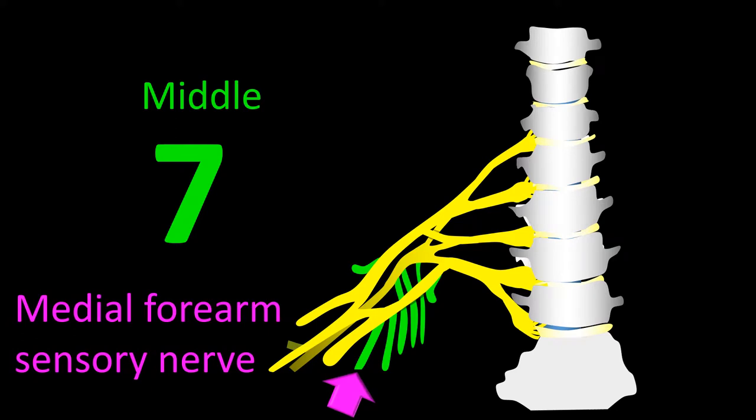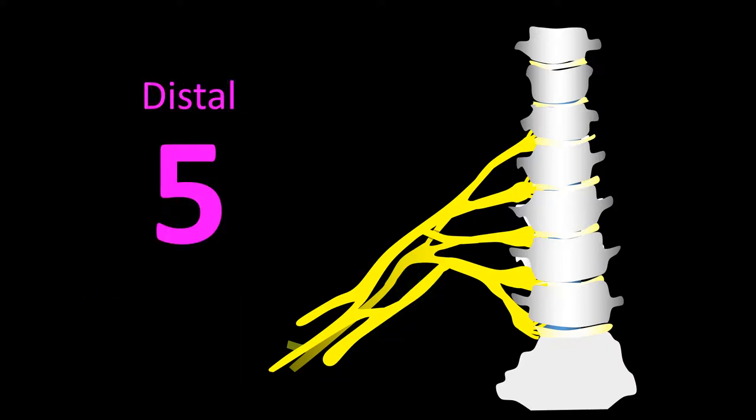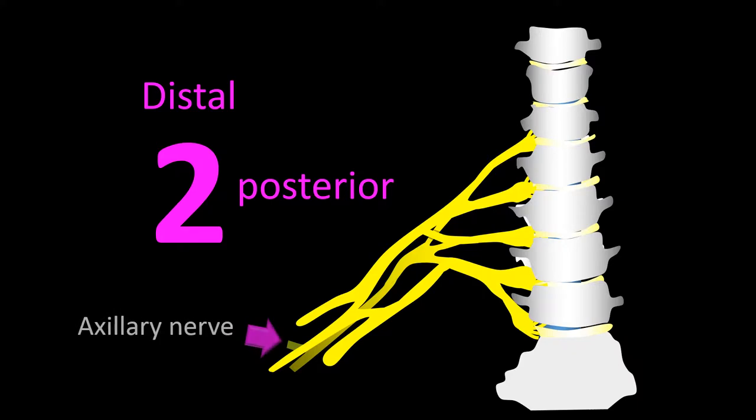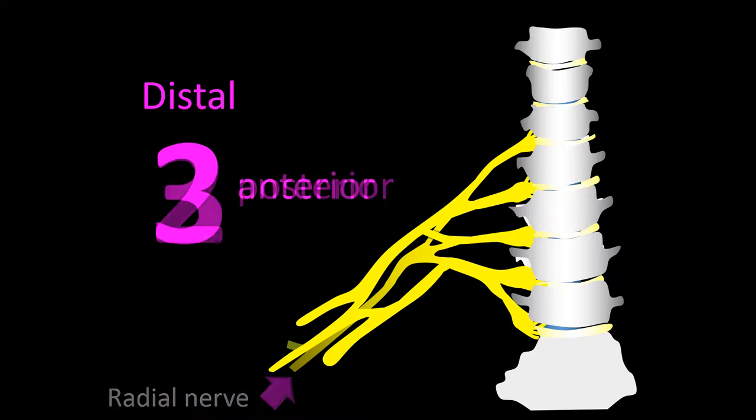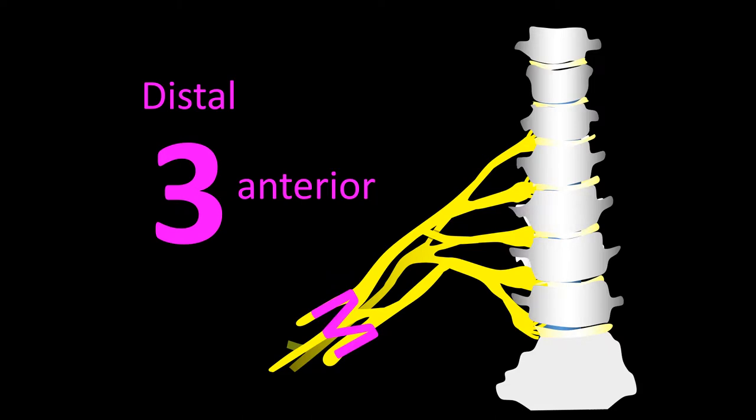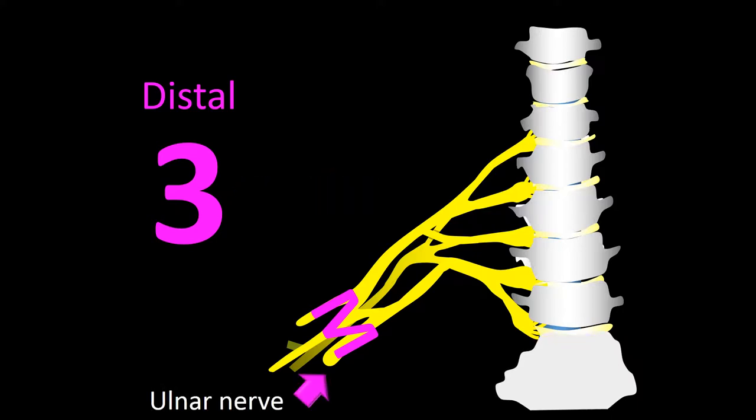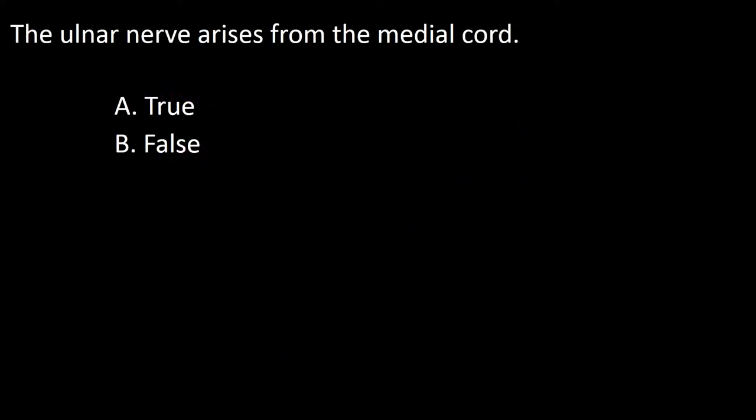The medial nerve of the forearm is the last branch that arises from the medial cord prior to the formation of the ulnar nerve. The distal region gives out five nerves, two posterior, the axillary nerve and the radial nerve, and three anterior. The origin of the three anterior nerves resembles an M. The most medial leg is the ulnar nerve. So the answer to this question is A.